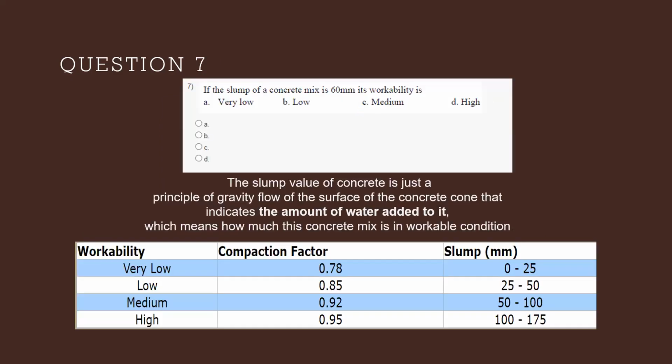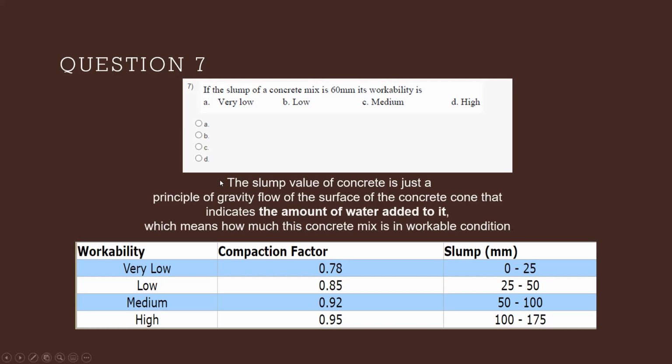Question number 7 says that if the slump of a concrete mix is 60 mm, its workability is. First, the slump test is a test to know the workability of concrete. Workability may be defined as the condition of a concrete to be used at the construction site. Is it workable or not? It depends upon a lot of factors, and the major factor is the amount of water added to it, which indicates how workable the concrete is.